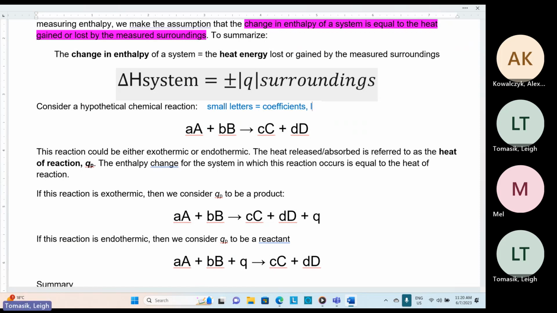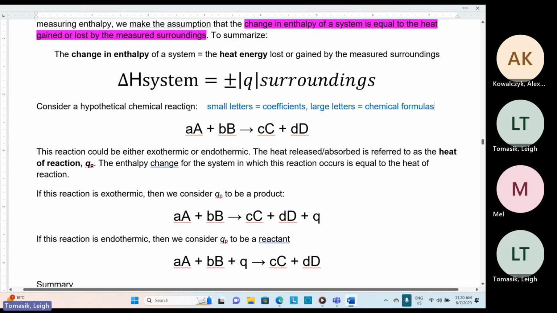And the large letters are the chemical formulas of the reactants and the products. Okay, so we have like three methanes plus 5 oxygens make however many carbon dioxides and however many waters, right? That's the idea here. The small a's represent how many of each substance there are, how many molecules, and the large letters are where the chemical formulas would go.